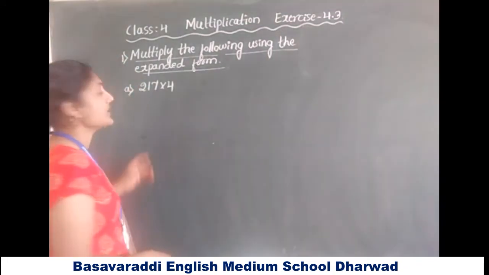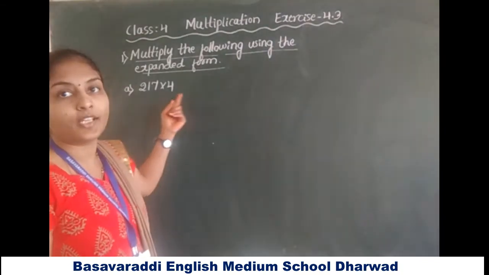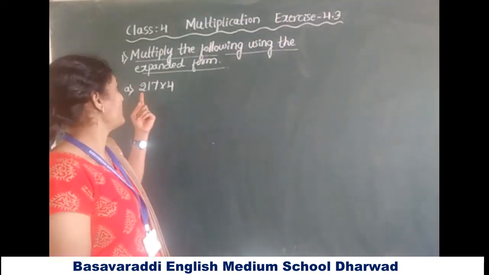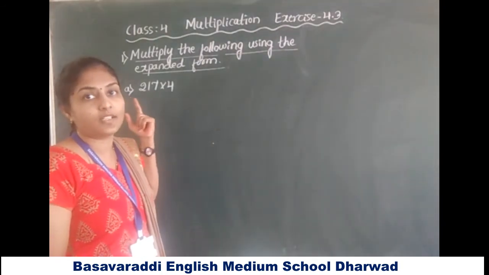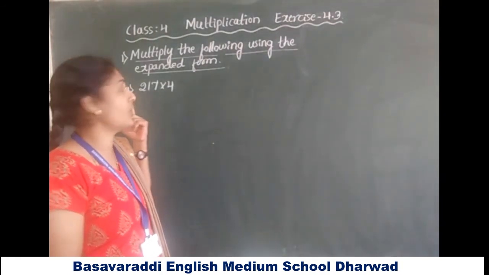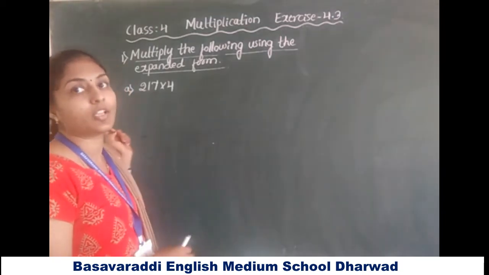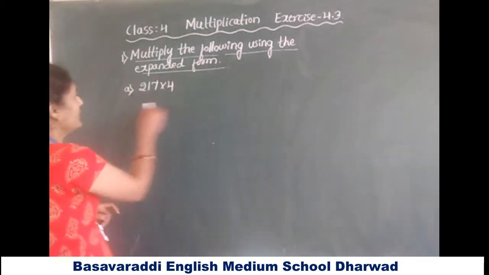Okay, the first one is 217 into 4. First we have to expand the 217. Yes, what is the expanded form? The sum of the place values of its digits, that is called the expanded form. Okay, solution.